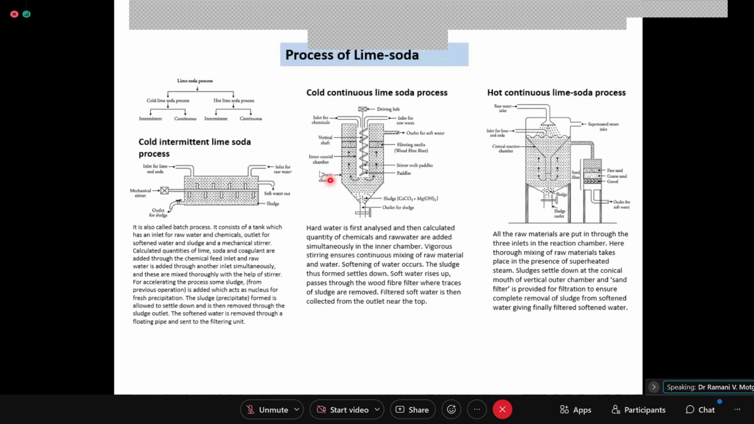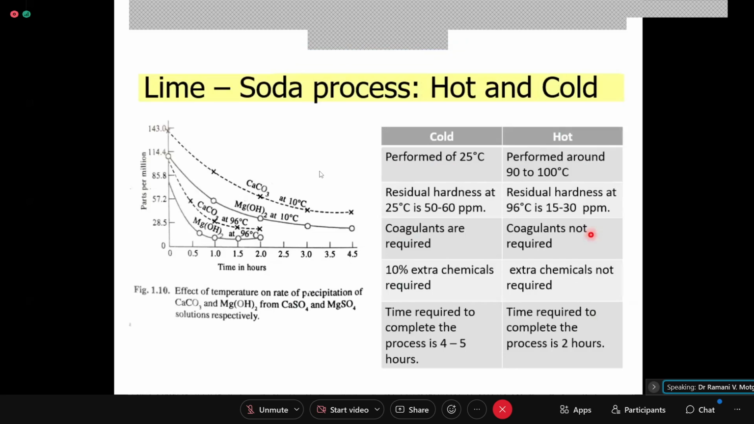Generally, the diagram of this is not asked. This is for your understanding only. Till now it has never been asked to draw a diagram of continuous lime soda process. What is important? The chemical reactions are important. What is removing what? How many equivalents are removed by this? That is more important than the diagram and all. This is just for your understanding. Okay.